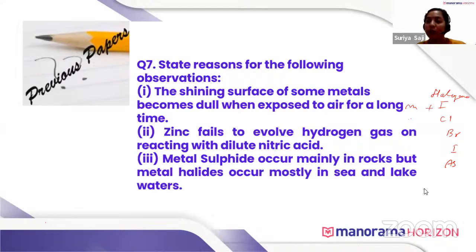Hydrogen also reacts with halogens, forming hydrogen halides, HX. So X may be fluorine, chlorine, bromine, iodine, or astatine. Up to iodine only we will consider, because astatine is radioactive. So this is how halides are formed. Have you understood? Is it clear, Joseph?